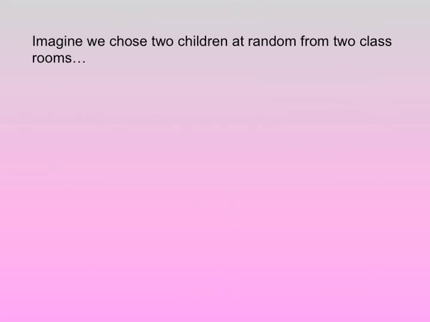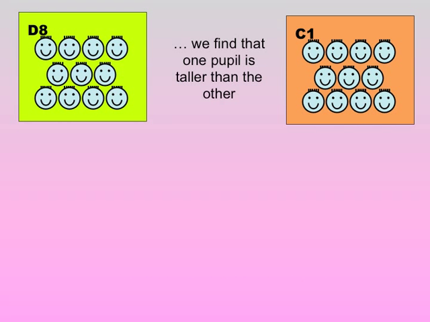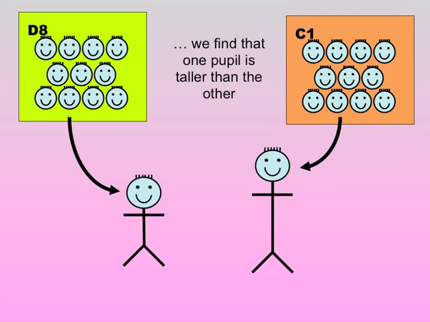Okay? So in this case, we are going to imagine that we choose two children at random from two classrooms, classroom D8 and classroom C1. So we're just going to choose one student from each class, and we are going to compare their height, how tall they are. Okay, it turns out that we find that one pupil is taller than the other. The pupil from C1 is taller than the pupil from D8.